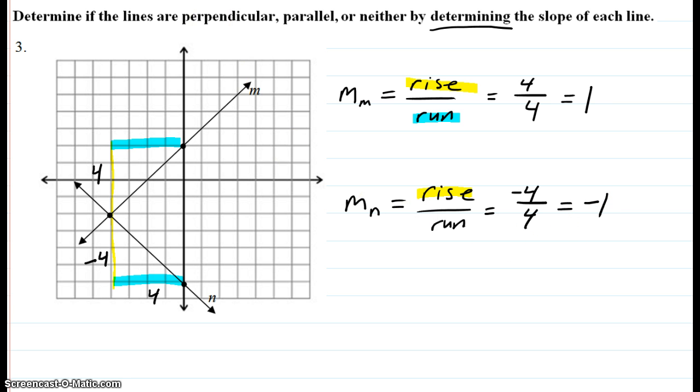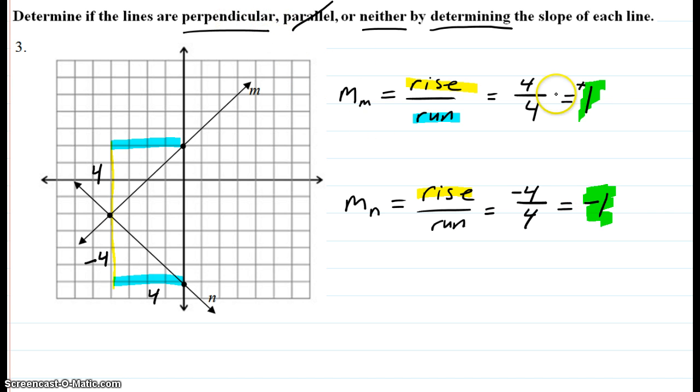So now what we need to do is compare these two slopes. We want to compare this number with this number. Parallel lines have the same slope, so we know it's not parallel, because 1 is not the same as negative 1. So it could be neither, or it could be perpendicular. For perpendicular, they have to have opposite signs. So we have that. We have 1 positive and we have 1 negative.